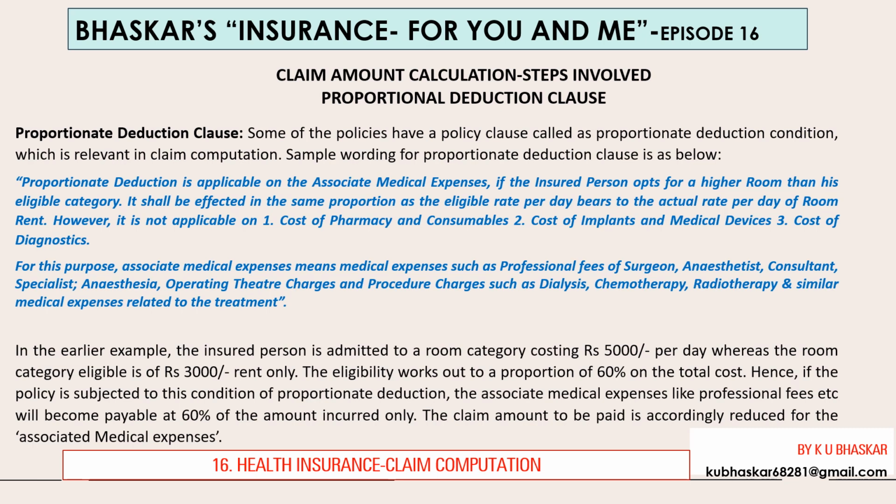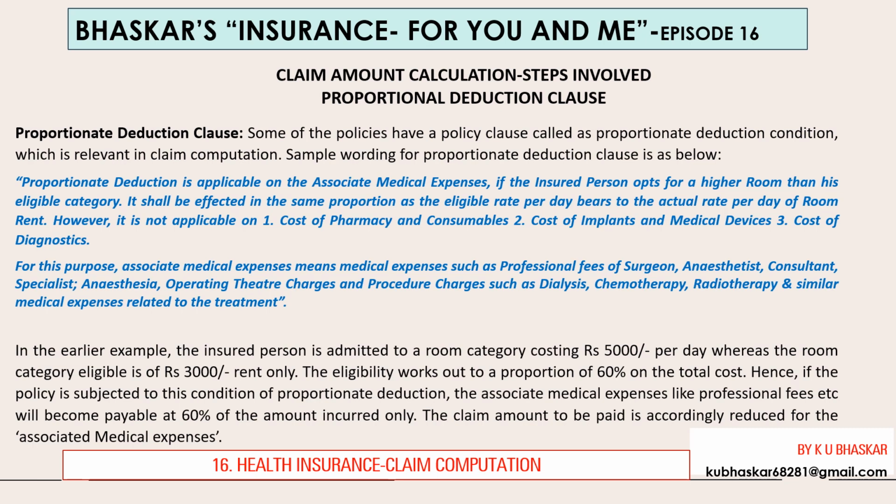So, in the example of room rent that I have shown above, the insured person is admitted to a room category costing rupees 5,000 per day, whereas the room category eligible for him is of rupees 3,000 rent only. So the eligibility works out to a proportion of 60% on the total cost.